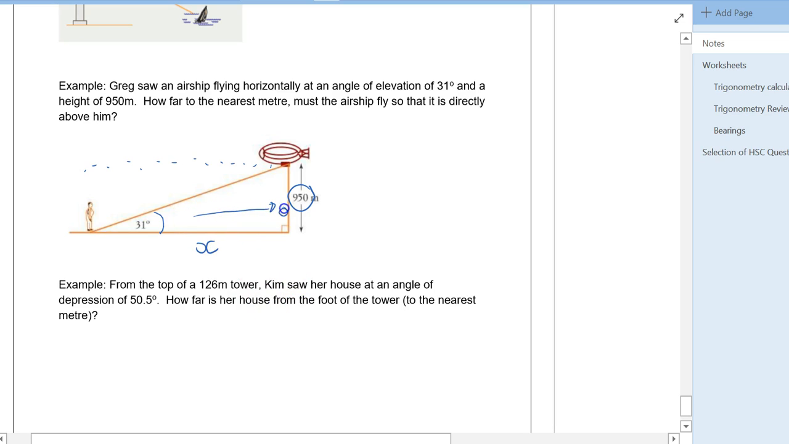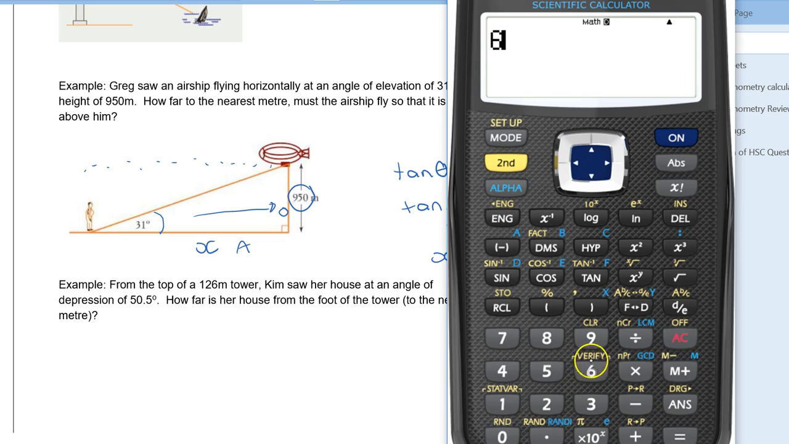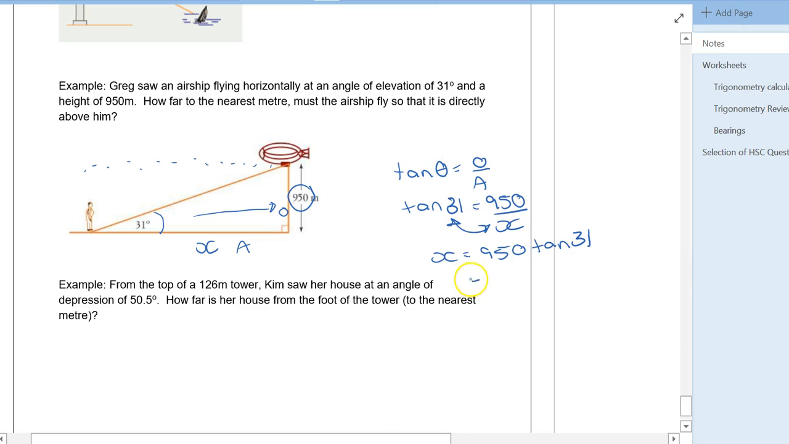I've got opposite and I've got adjacent, so I'm using tan. Tan theta is opposite over adjacent. Tan 31 is 950 over x. When the unknown's on the bottom, I do the switcheroo. X is 950 divided by tan 31, and I put that in my calculator. 950 divided by tan 31, and I get 1,581 metres.